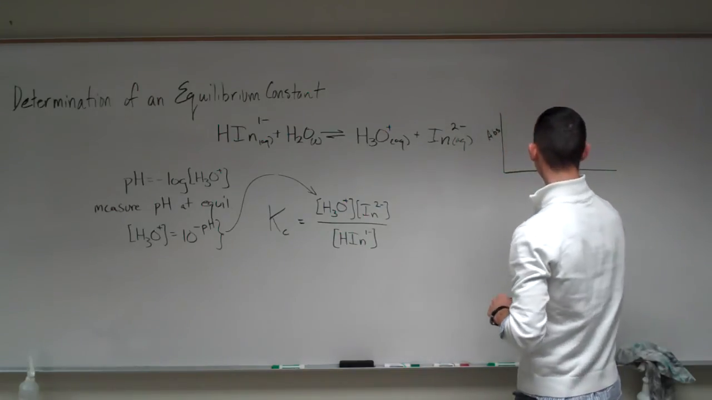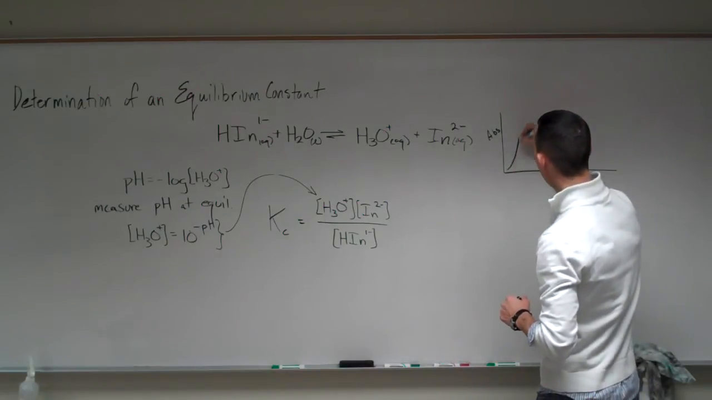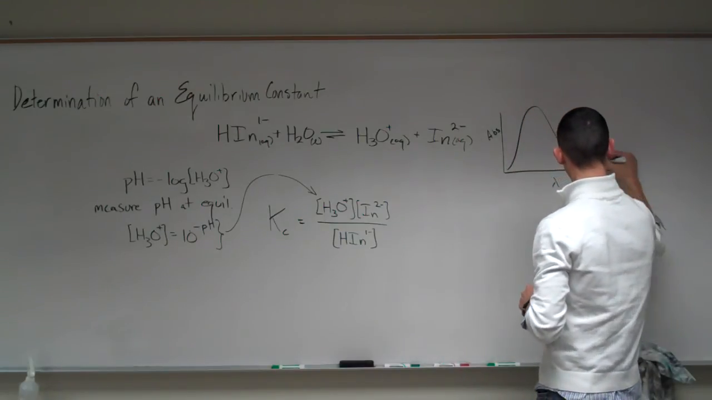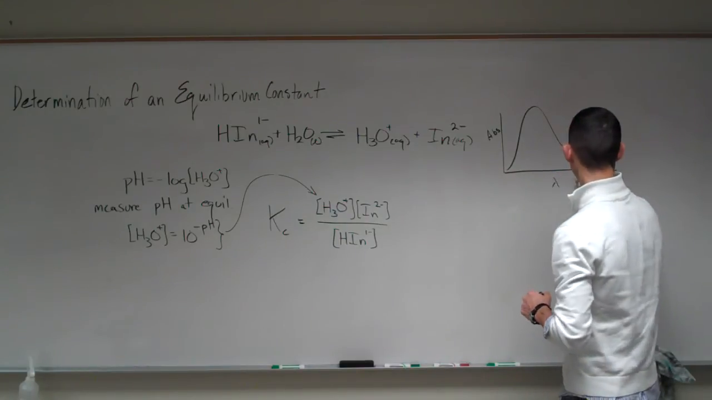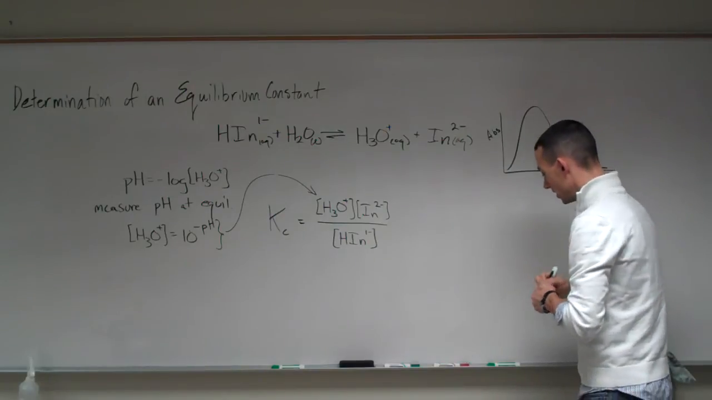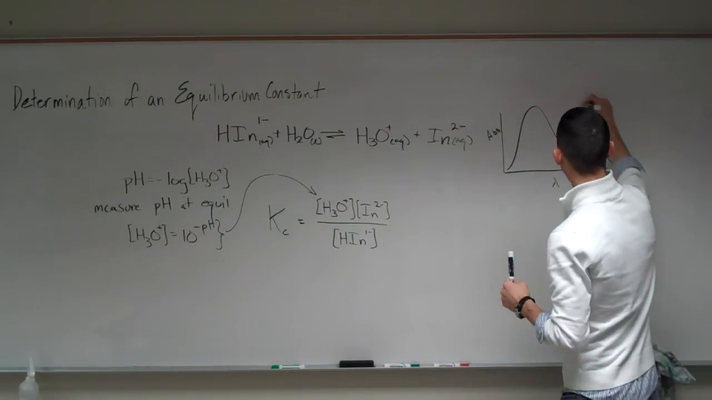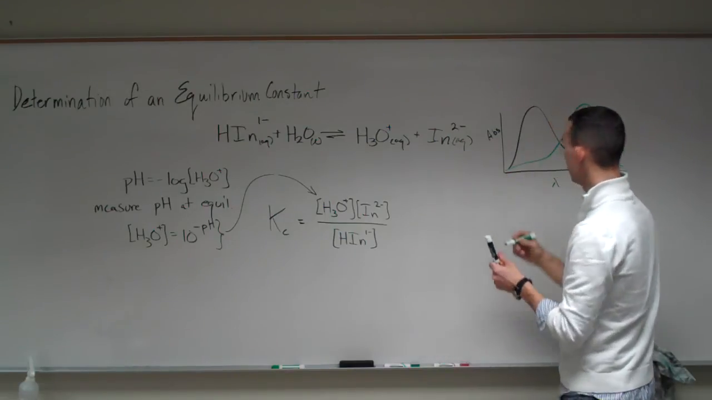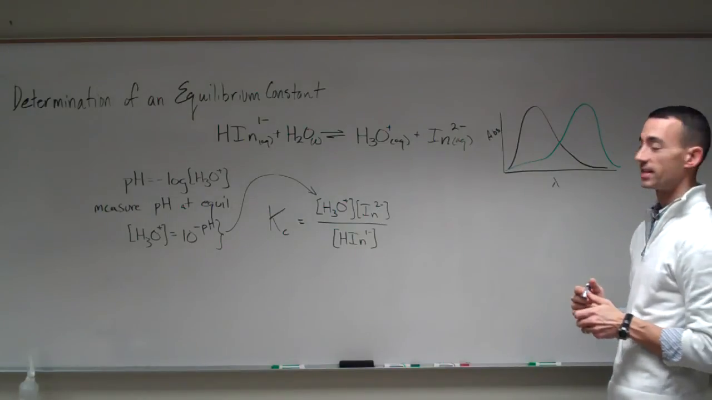So if we looked at the absorbance across all the wavelengths, one of them would look something like this, all right? And the other would look something like that. Okay? So they absorb at two very different wavelengths.